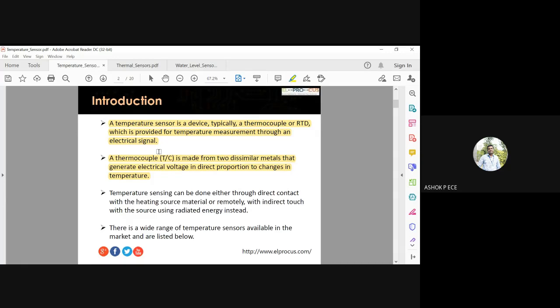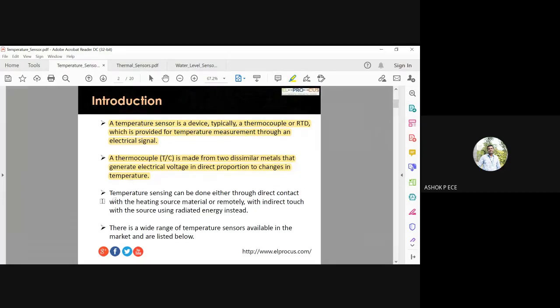So you can measure the thermal voltage delta V. The thermal voltage is proportional to the change in temperature T1 minus T2. T1 is the hot temperature and T2 is the cold temperature. That is how a thermocouple works. It will generate an electric voltage proportional to the changes in the temperature.